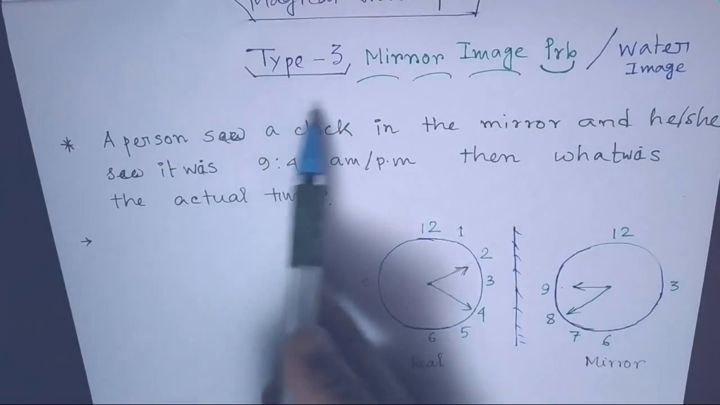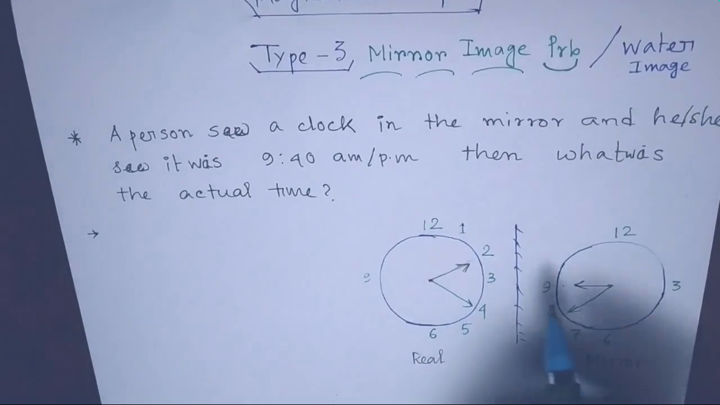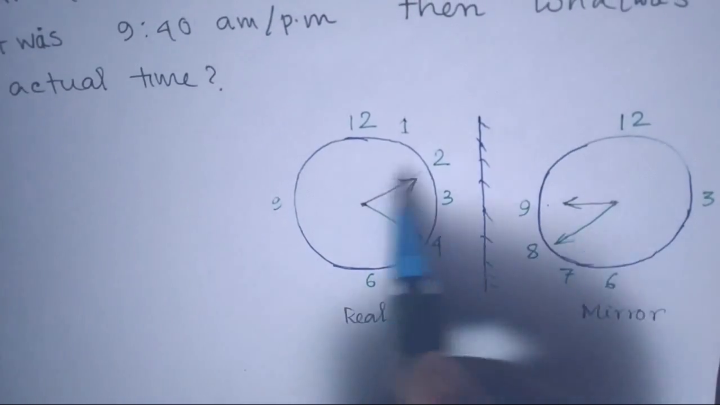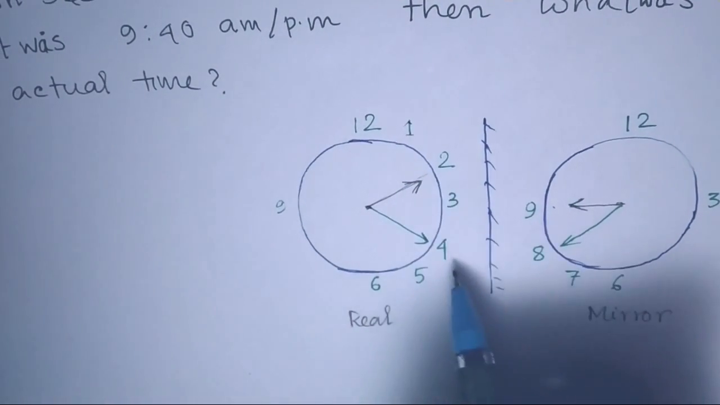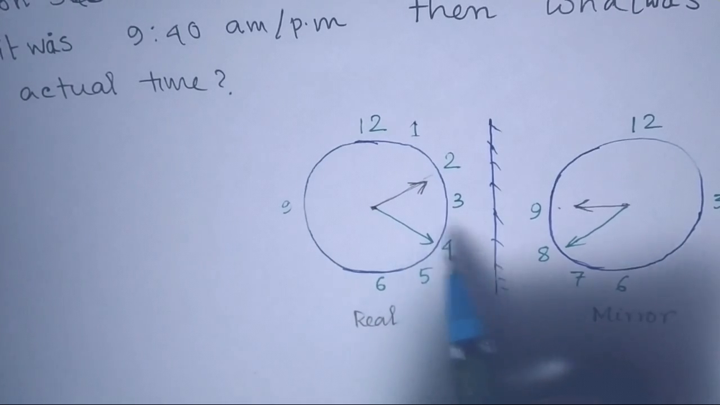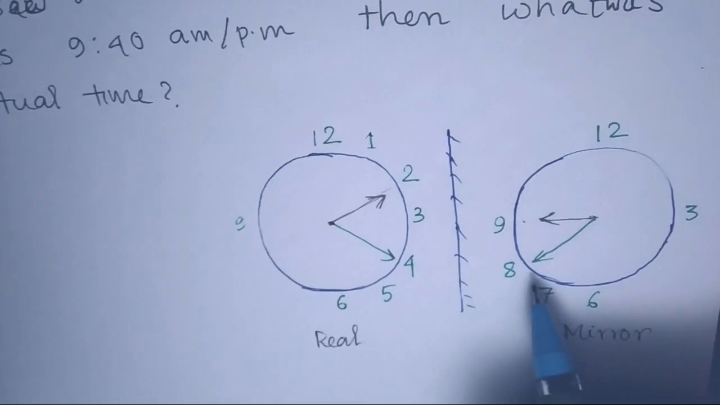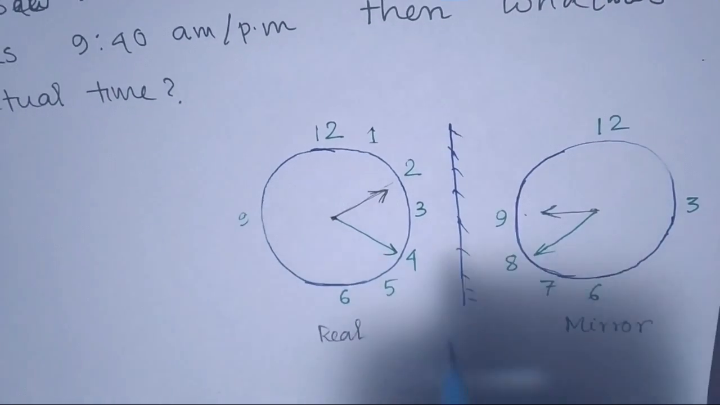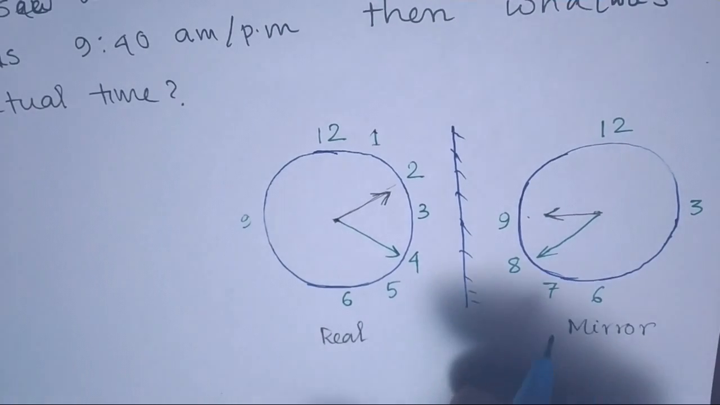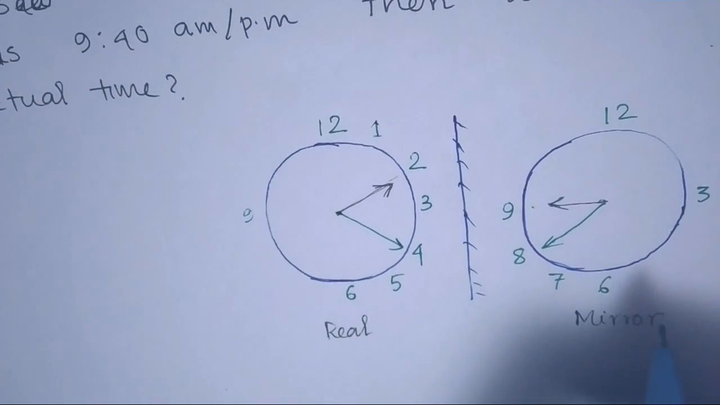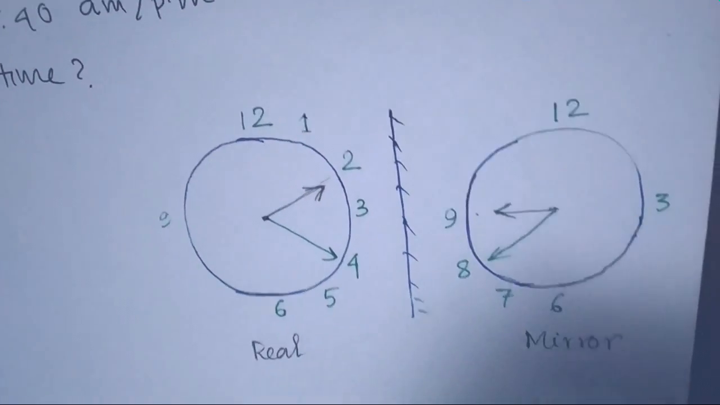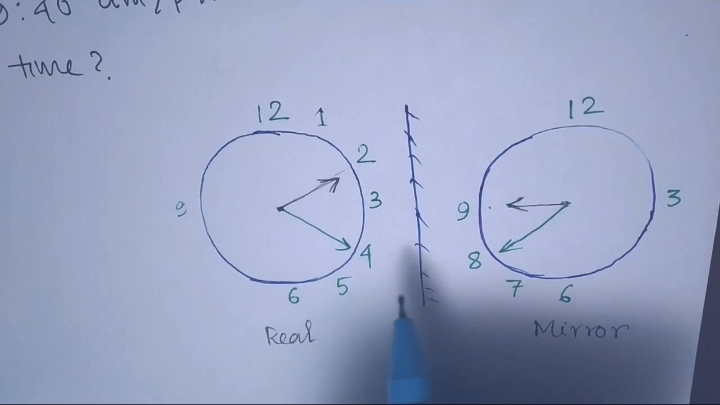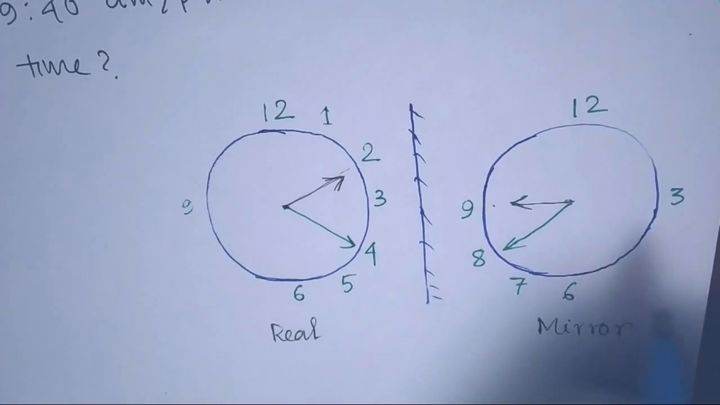And next we discuss type 3, the mirror image problem or water image. See the picture carefully. A real picture here is 240, and in the mirror it is 40 minutes. Please see this picture carefully. We use here a simple formula, but from the idea of a circular clock, we can say what the mirror image problem is in 1 second without using a pen.